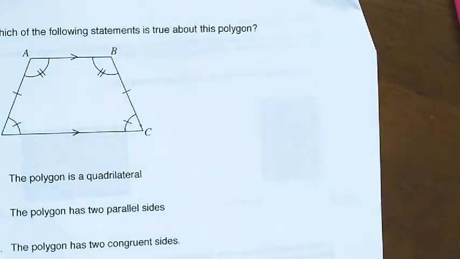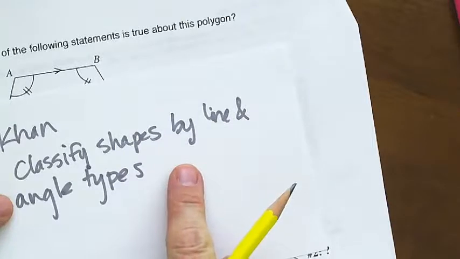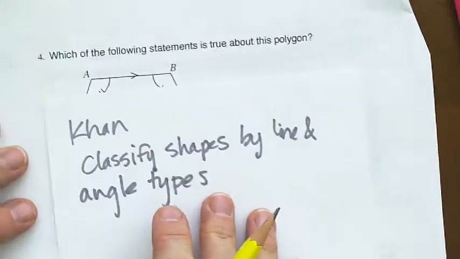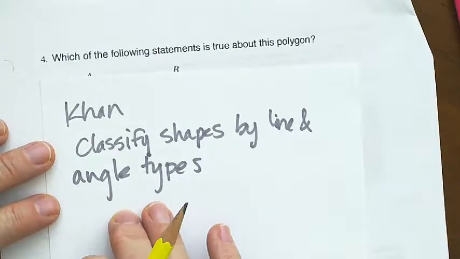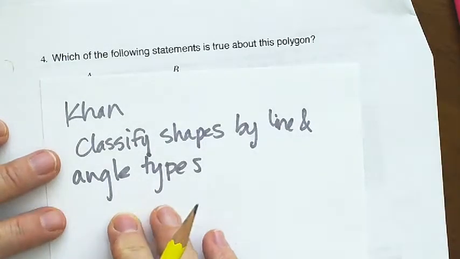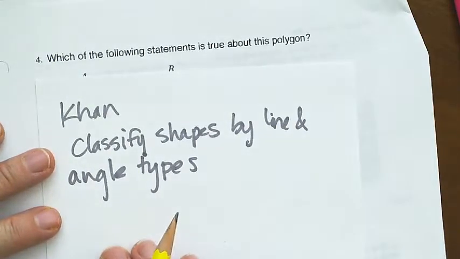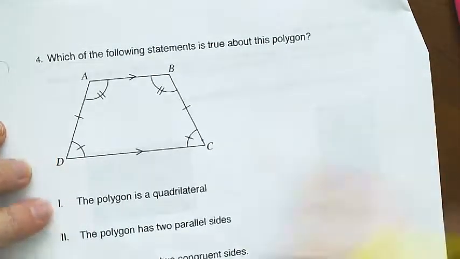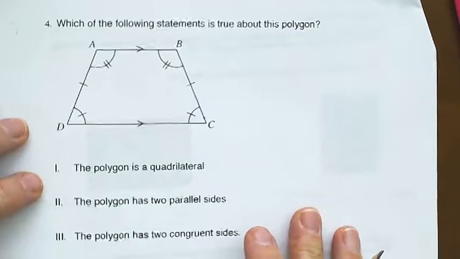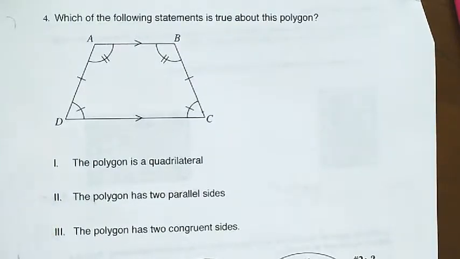Okay, for number 4, you actually have an assignment called Classify Shapes by Line and Angle Types that I think might help with this. Actually, I assigned it just now and I realized I should have assigned it during the day, so you may be wondering, where did this come from? Shouldn't be too hard, and I think it will help you with this problem. So which of the following statements is true about this polygon? Some of you did this for an exit, and then some classes we did not get to this.